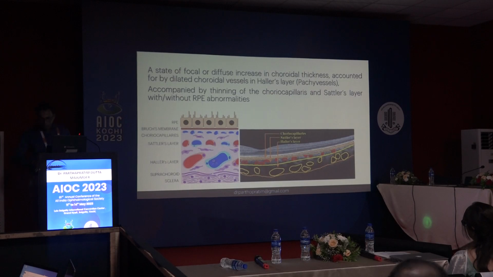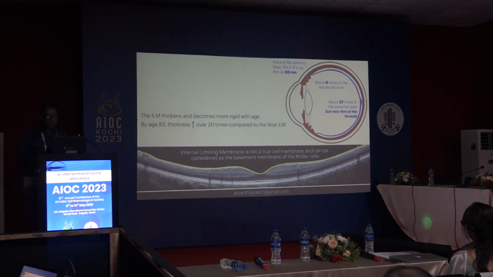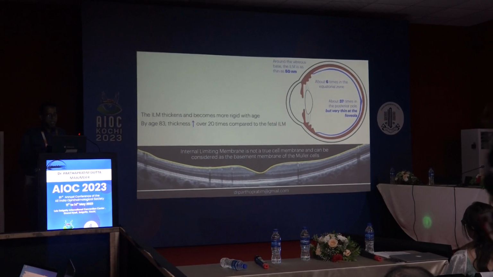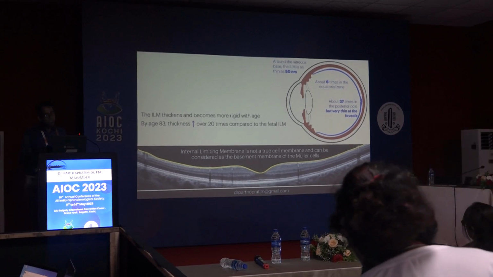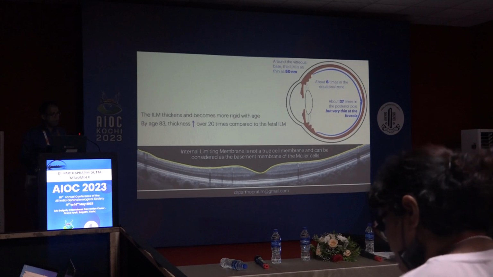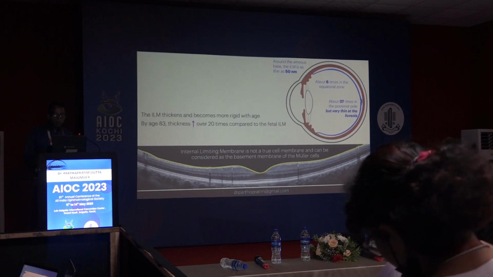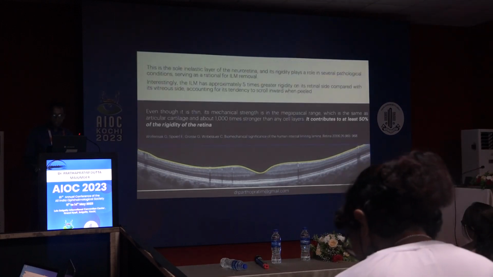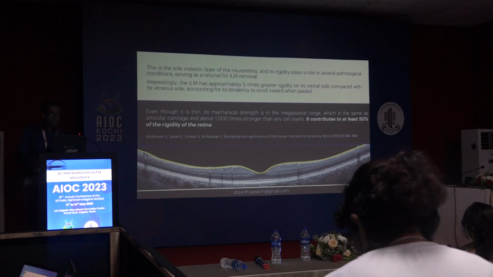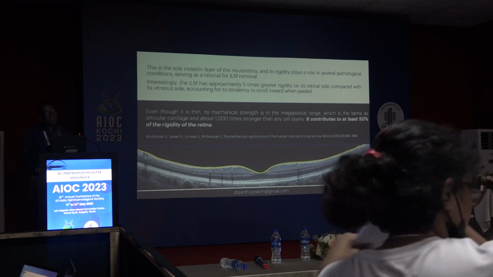So next, our structure is the internal limiting membrane, I for internal limiting membrane. You have to understand that the internal limiting membrane thickens and becomes more rigid with age. By the age of 83, the thickness is 20 times that of the fetal internal limiting membrane, and 37 times in the posterior pole, but it is very thin at the fovea. So this is how the internal limiting membrane acts. It's a very tough material, and sometimes it's not that easy, and it contributes at least 50% of the rigidity of the retina.